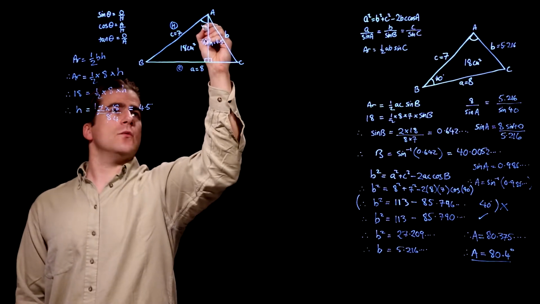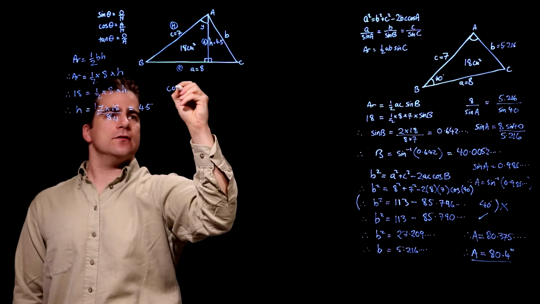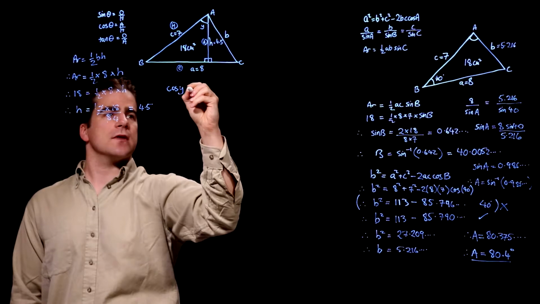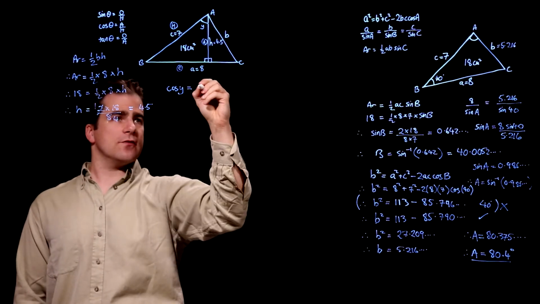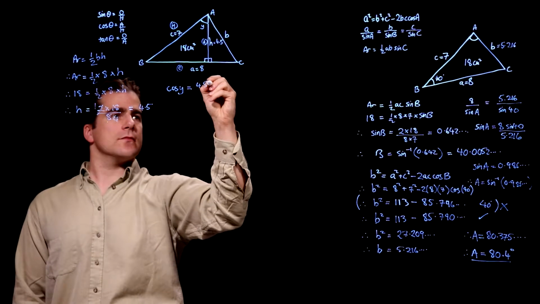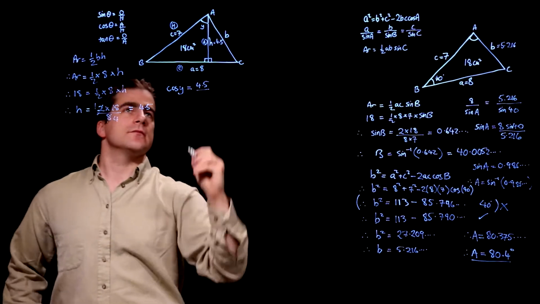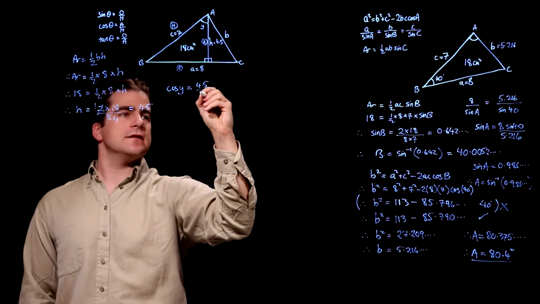So let's call that y. Cos of theta, which is y, is adjacent 4.5 over the hypotenuse, which is 7.